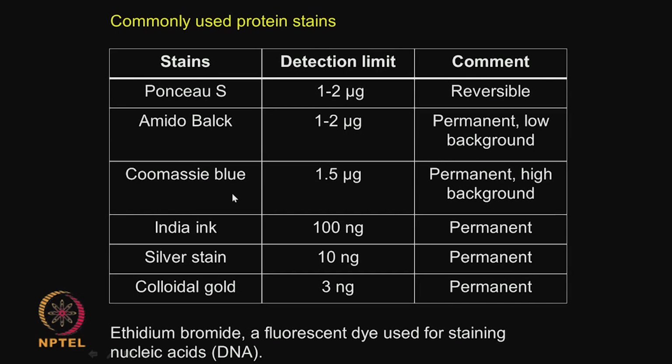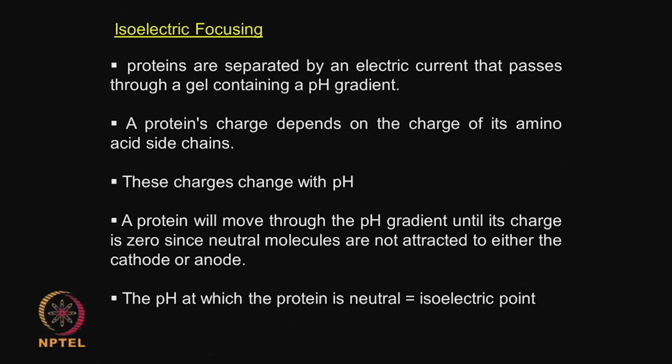So, commonly used protein stains: if you want to detect protein in the 1 to 2 microgram or nanogram range, we can use different types of stains. We will not go too much into that, but as you can see, for detection at the nanogram level or the microgram level, there are different types of stains. If you want to stain nucleic acid, then we need to use a fluorescent dye like ethidium bromide. So, a large number of protein stains are available.